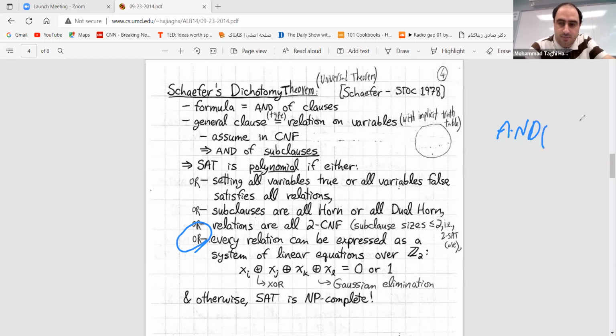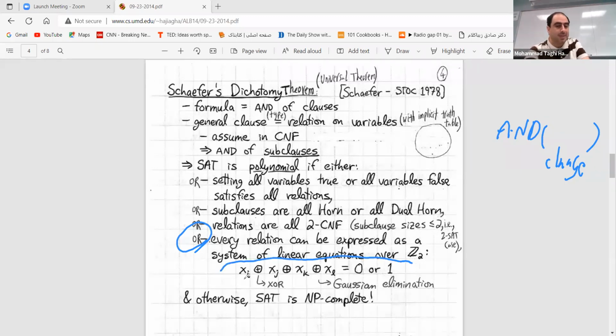So we had an AND of some clauses. That's the thing that we call CNF, the thing that I mentioned. So when we have this AND of clauses, each clause, the formula is equivalent to this.